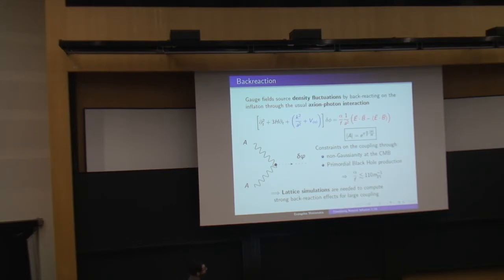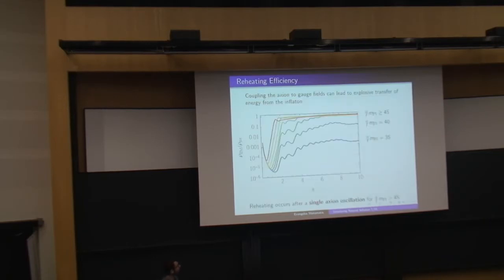However, we do want to go as close to that as possible to see what happens, and that way we're going to use lattice simulations. So this plot is showing the ratio of the gauge field energy density to the total energy density for different values of the coupling, alpha over F.